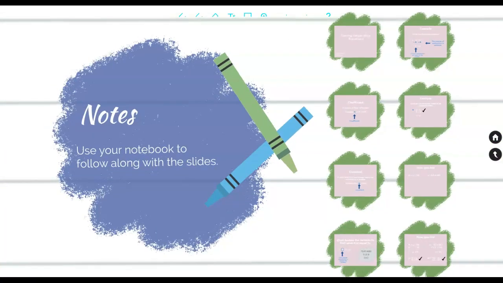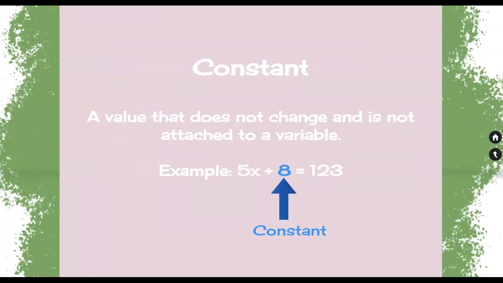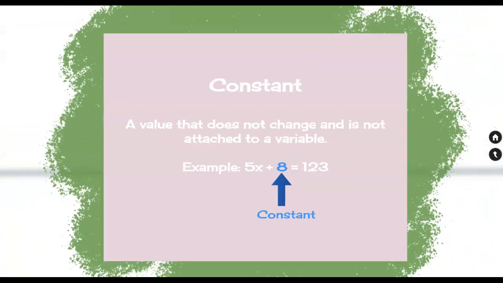The next vocab term is a constant. So a constant is basically the opposite of coefficient. This is a value that does not change. It is constantly the same number, and it is not attached to a variable. So in this equation, I have 5x plus 8 equals 123. Because 8 is by itself and there's nothing attached to it, that is considered a constant.